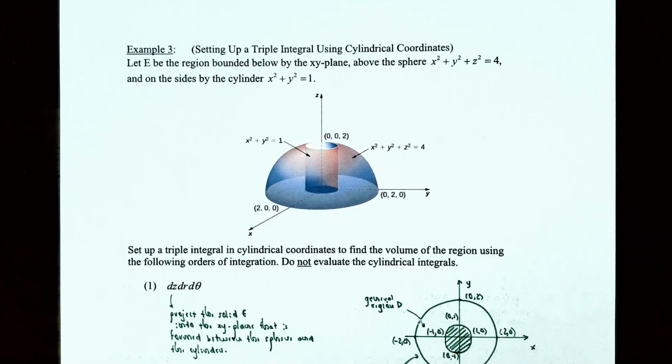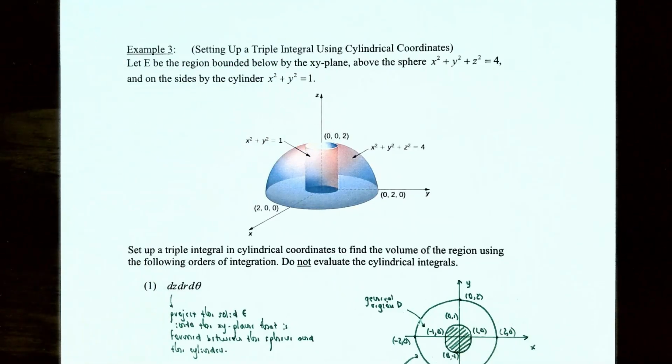Well, for 3, we're going to set up a triple integral using cylindrical coordinates again. This time, let E be the region bounded below by the xy plane. It's bounded above by the sphere x squared plus y squared plus z squared equals 4, so a sphere of radius 2 centered at the origin, 0, 0, 0. And it's also bounded on the sides by the cylinder x squared plus y squared equals 1.